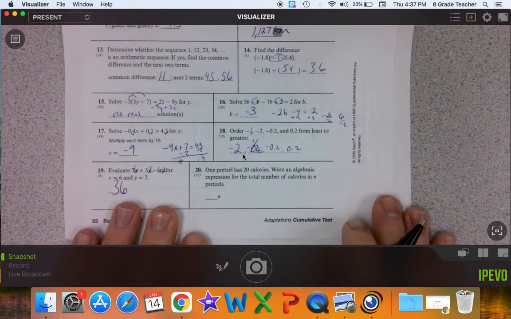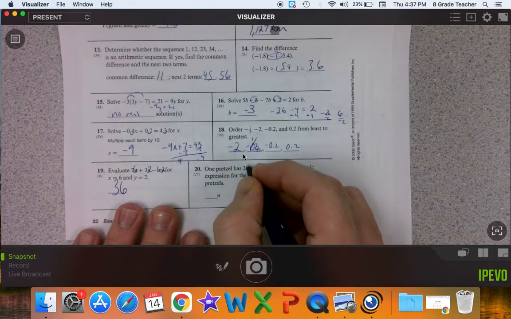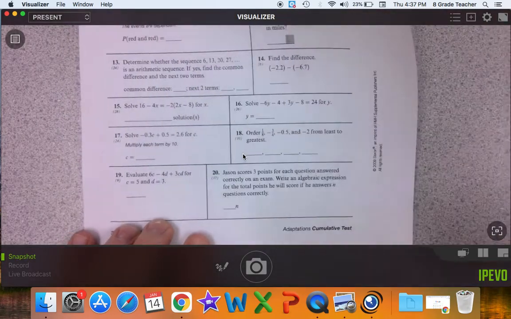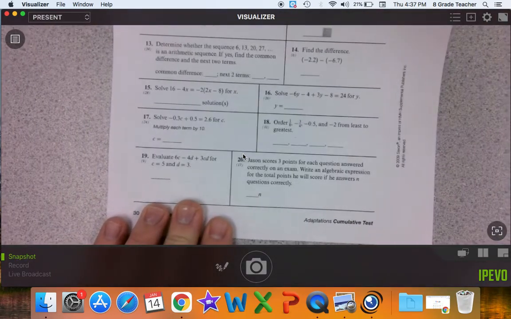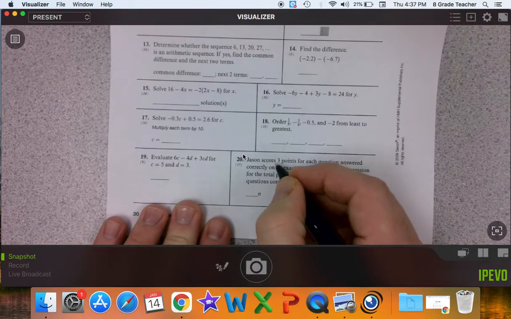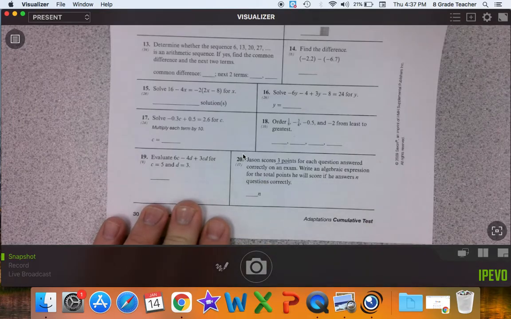Number 20, one pretzel has 20 calories. Write an algebraic expression for the total number of calories in n pretzels. Well, if that's our multiplying factor, we would simply plug that in. You can see that in test 8A, you have problems that are exactly the same. You're going to use your substitution here, and then in this example, it gives you what that rate is that you would then be multiplying by algebraically.